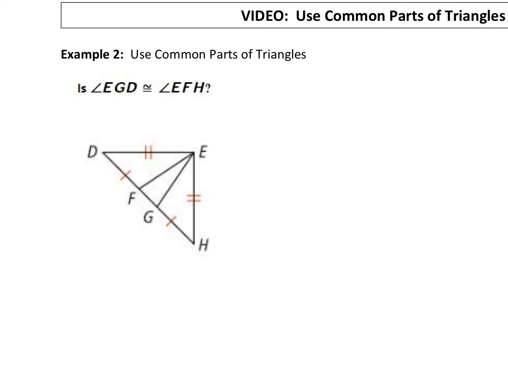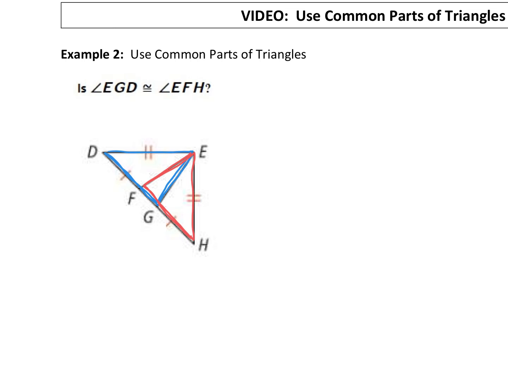So angle EGD, if I were to outline that angle, here's angle EGD. I can see that I just have to connect over here. Now I have triangle EGD. I'm going to switch colors and identify the other angle and see if it's also part of a triangle. EFH, so E to F to H. All right, so there's our second triangle.